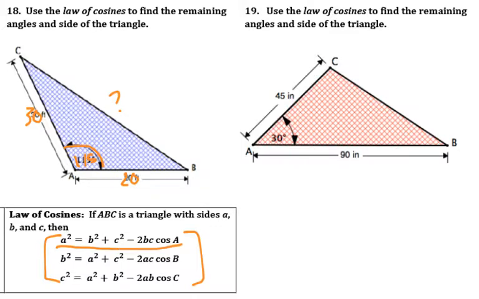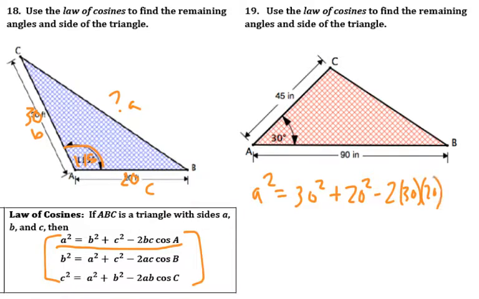So we use the top one because we're dealing with A. So I go A squared equals, see, this would be B and C. So B squared would be 30 squared, plus C squared would be 20 squared, minus 2 times 30 times 20 times the cosine of angle A, which is 115. So I need to basically put that in the calculator. I'll simplify it kind of by hand.